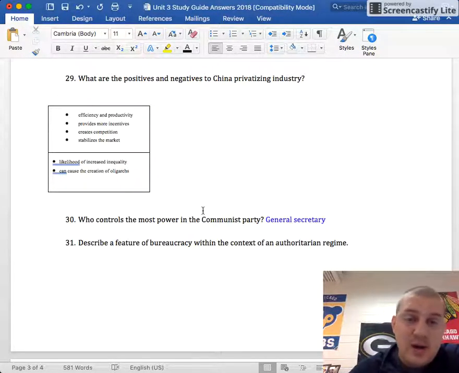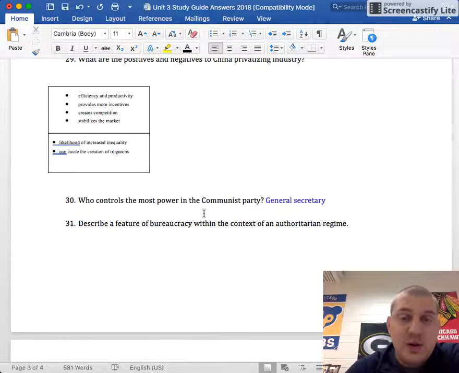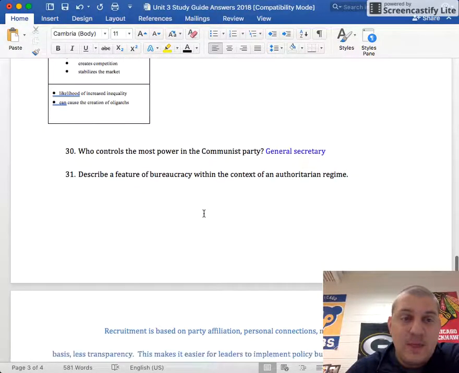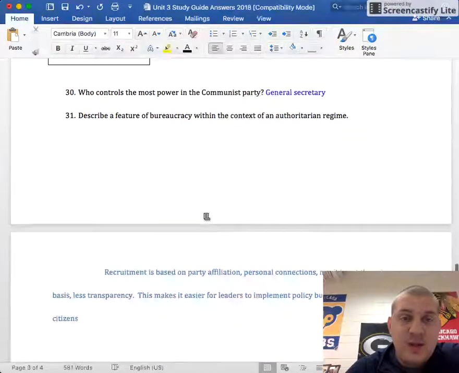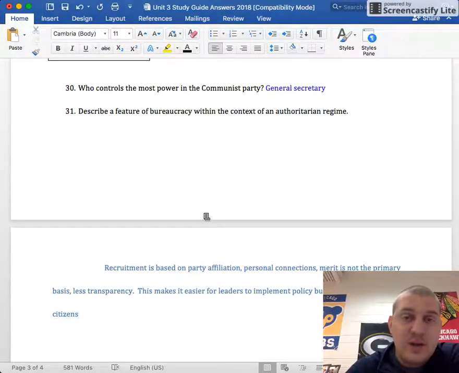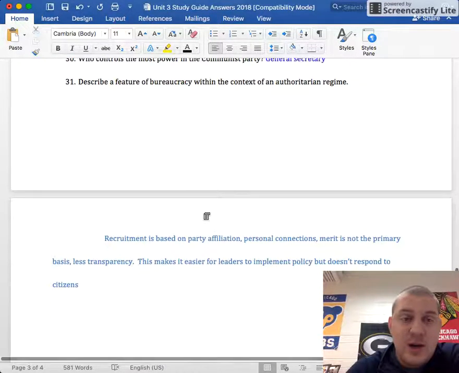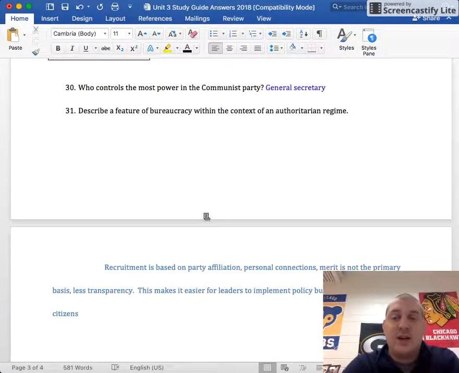The most power in the Communist Party is your general secretary. And then some features within the context of bureaucracy, within the context of an authoritarian regime. So within a bureaucracy, again, a lot of those individuals are appointed, most of them are. Within your authoritarian regime, it's usually based on party affiliation, personal connections, and merit. So being able to actually do the job and perform the job well is not the primary basis.